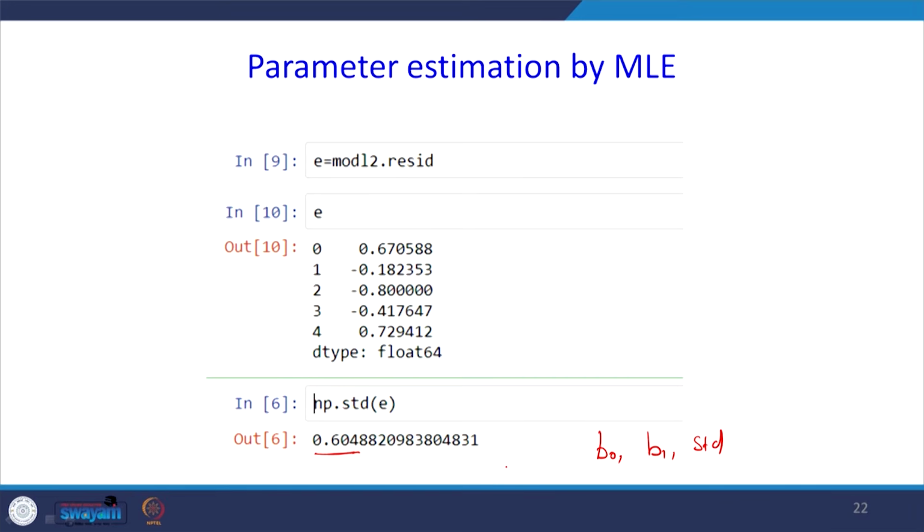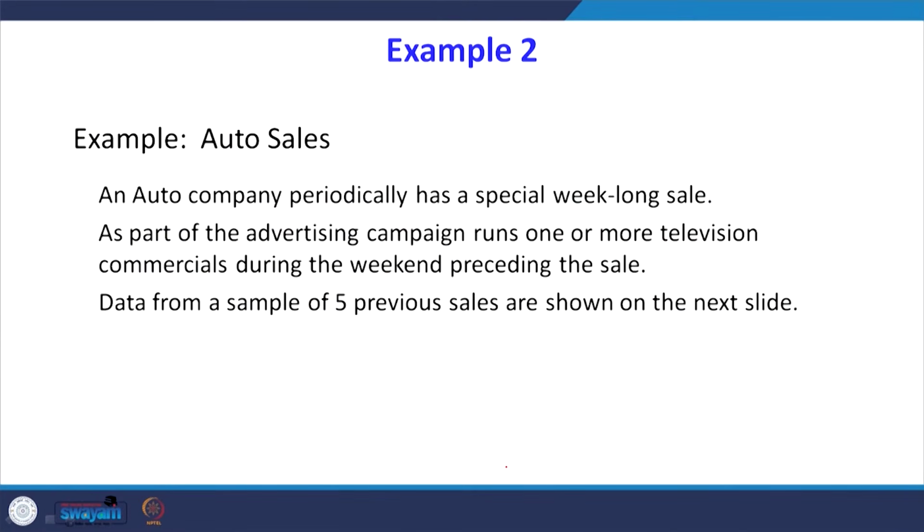So, the point we are learning here is that the same problem can be done with the help of the least square estimation method and the maximum likelihood method. In both ways you will get the same answer. Now, we will take another example. This example we have seen when I was teaching the simple linear regression method; you can recall that auto sales example.